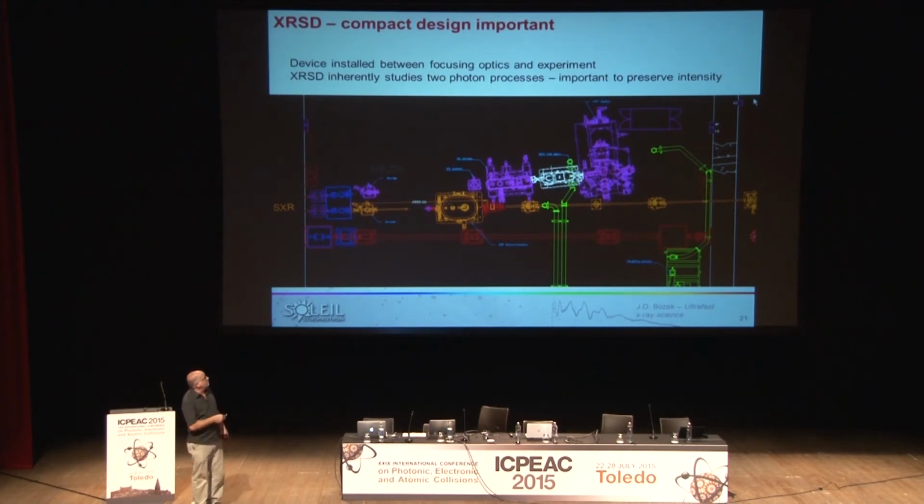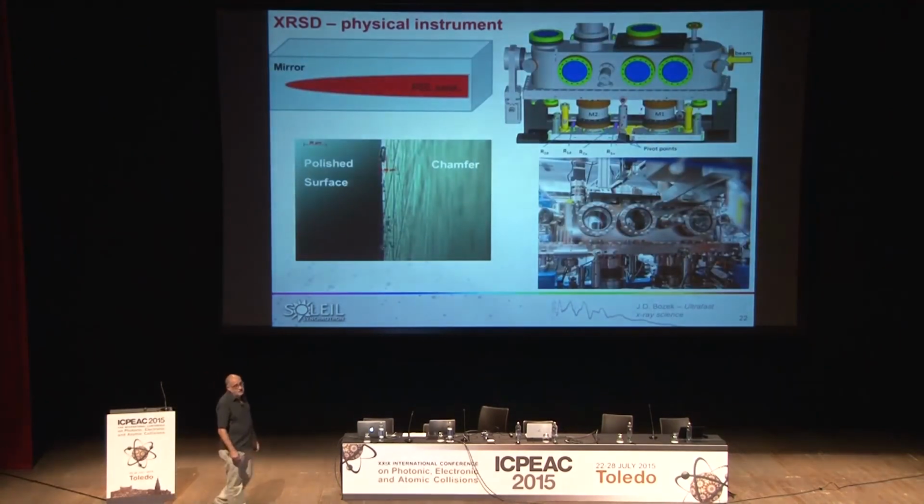It had the challenge that it had to be inserted between the focusing optics and the instrument. This is a very technical drawing, but it's in this space, and pump probe experiments are inherently multiphoton, so you want to preserve as much intensity as you can. That forced us to design a short device in this case, to keep the focal length of the mirrors as short as possible in order to achieve the high intensity.